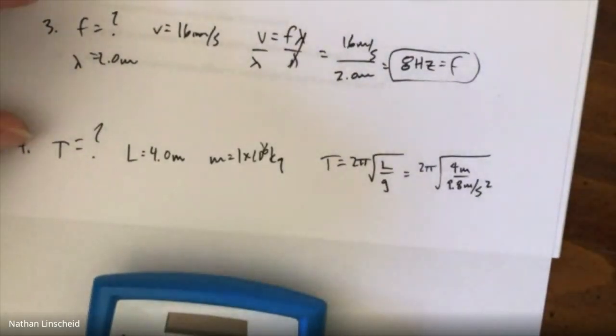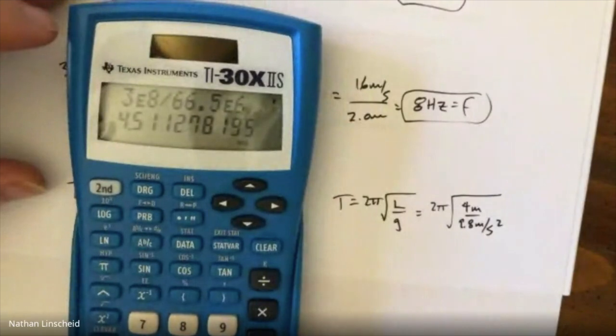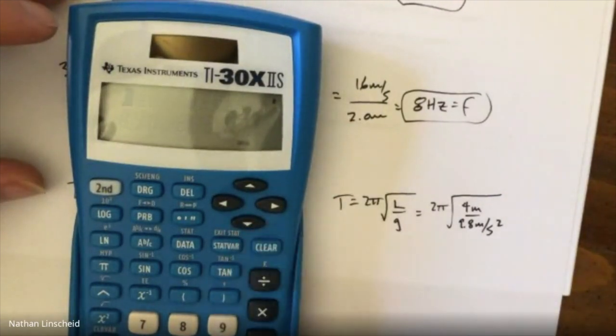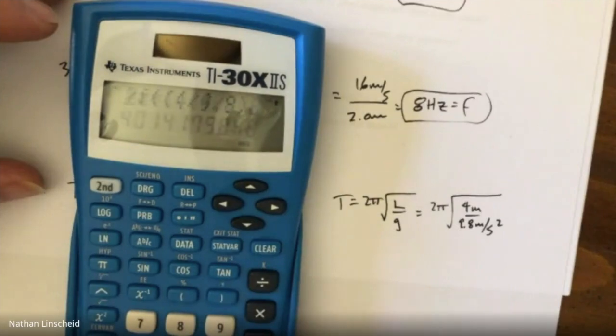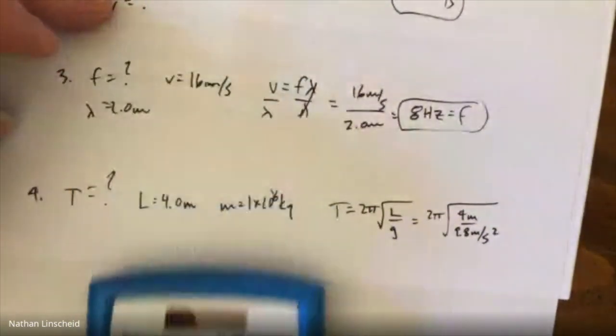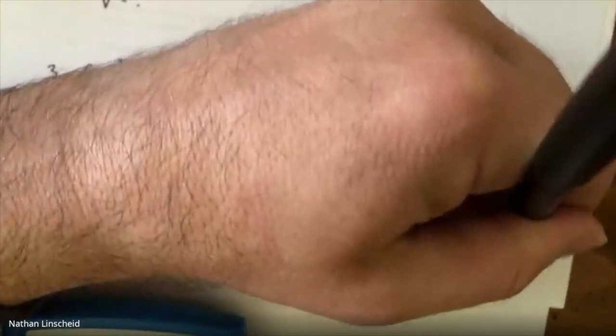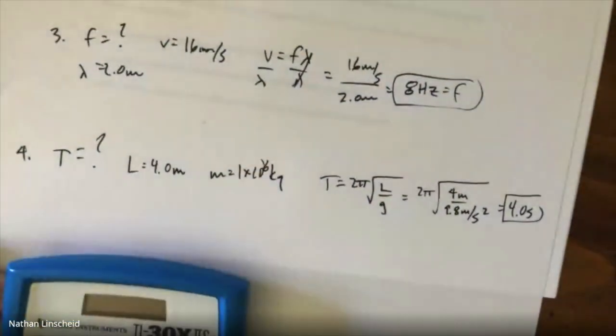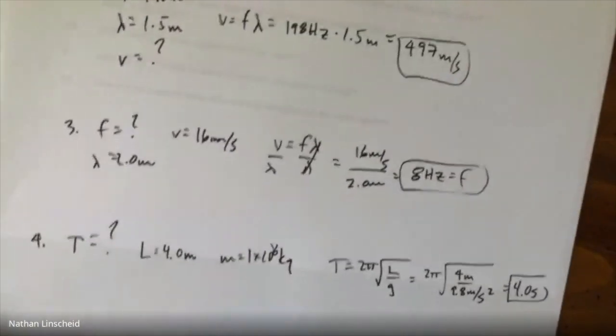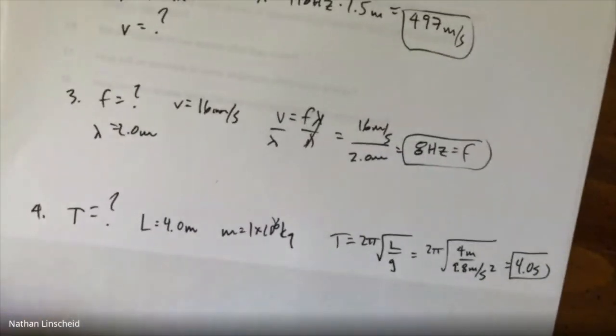All right, and so then get the calculator out here. Go 2 pi times the square root of 4 divided by 9.8. And we get 4 seconds. All right, moving on to number 5.